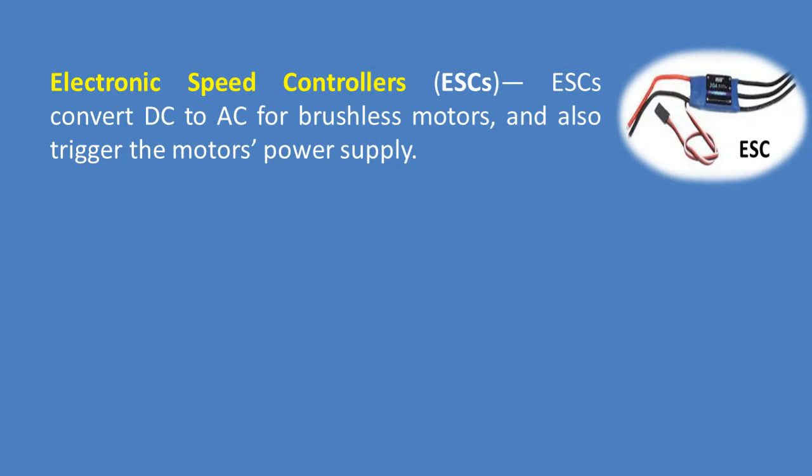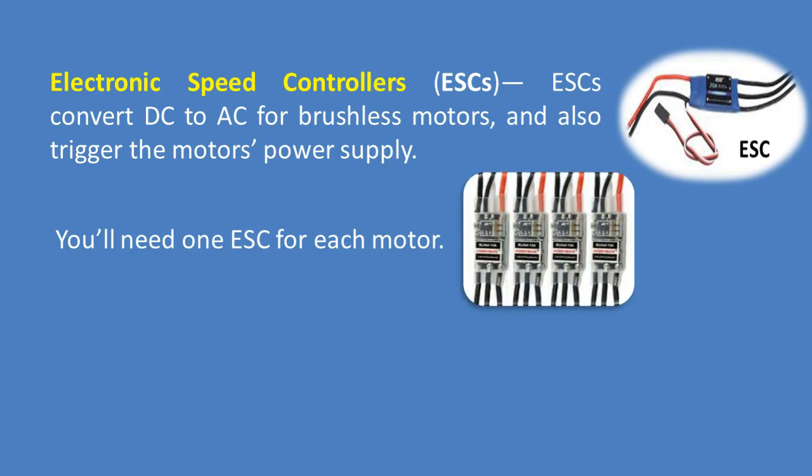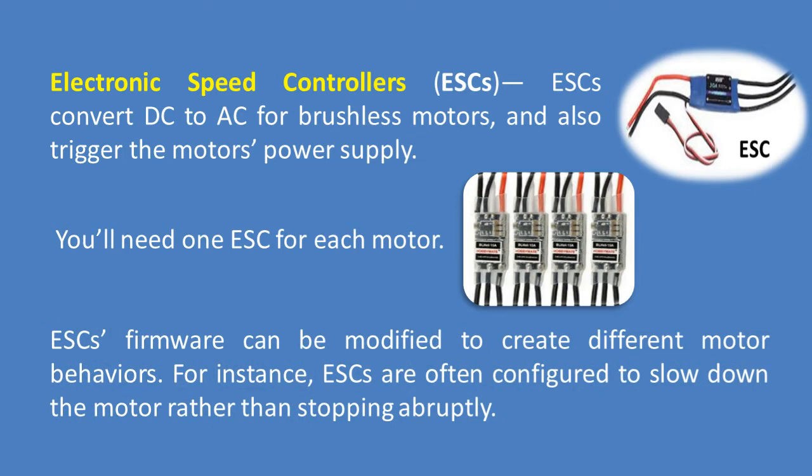Electronic speed controllers. ESCs convert DC to AC for brushless motors and also trigger the motor's power supply. You will need one ESC for each motor. Since there are 4 motors, you require 4 ESCs. The ESC's firmware can be modified to create different motor behaviors. For instance, ESCs are often configured to slow down the motor rather than stopping abruptly.